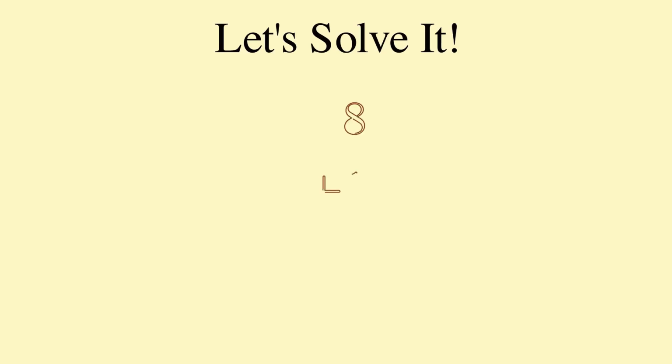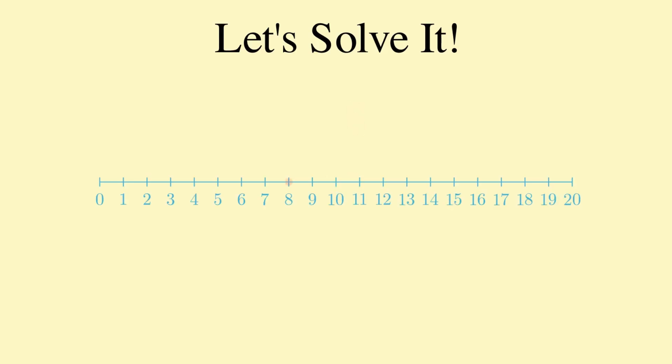Now, let's see how we got this answer. When adding 8 and 1, we align them in column format. 8 plus 1 equals 9. We can also use a number line. Start at 8 and move 1 step forward.